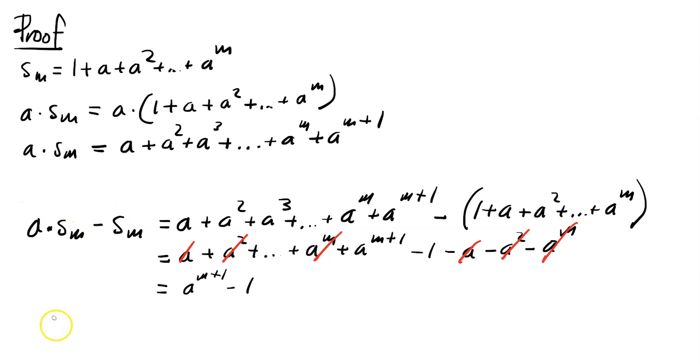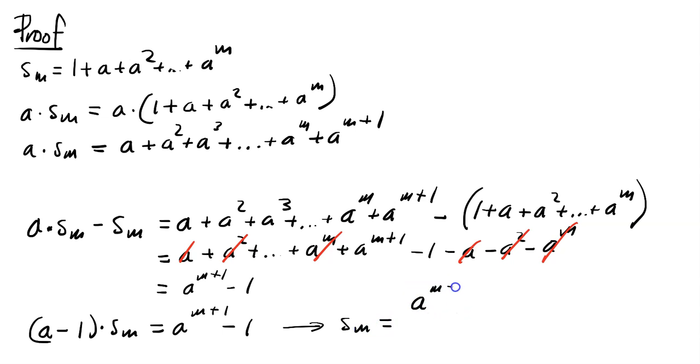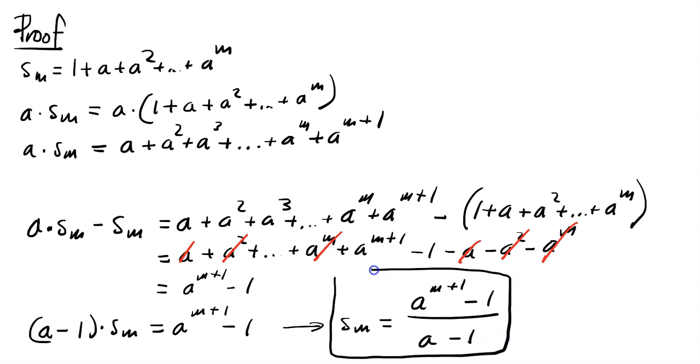However, on the left-hand side here, we can factorize out Sm. So this left-hand side we can factorize Sm, and then we get that. And that should be equal to that. And now we can just divide by a minus 1 on both sides. And then we get Sm. And this is just the explicit formula we wanted to prove. So that concludes our proof.